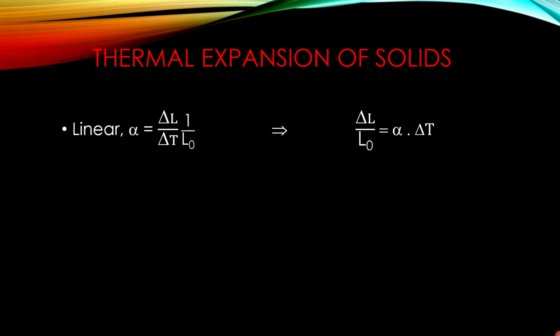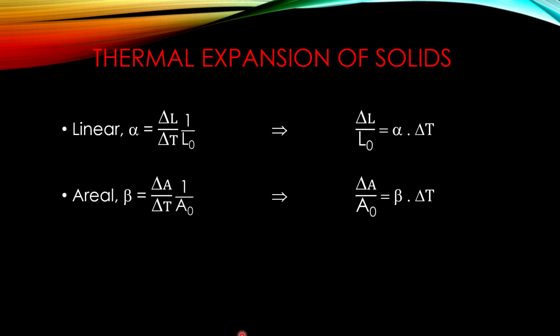So they are denoted as alpha, beta, and gamma, and alpha is nothing but (L2 minus L1) divided by (T2 minus T1), into 1 by L1. Here L1 is denoted as L0. So per unit length, the rate of change in length with respect to change in temperature is alpha, and the relative value, that is delta L by L0, is alpha delta T.